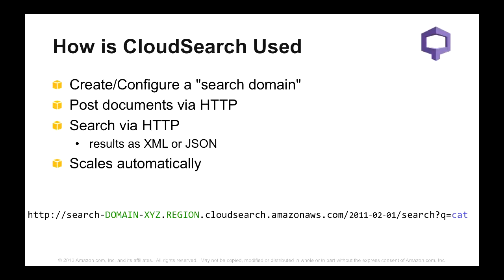So any language or tool that supports HTTP, you can paste that right into a browser, use it from Java, Python, Ruby, whatever you like. And then as you start to search, if your search traffic goes up, we will scale it up automatically. If your traffic goes back down, we'll scale you back down so you don't have to buy machines, rack machines, install operating systems, and all of those things. You just create the domain, put your data in it, and send us your search requests. And we take care of the rest.